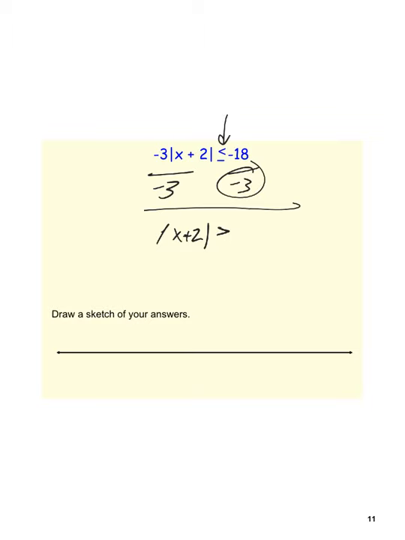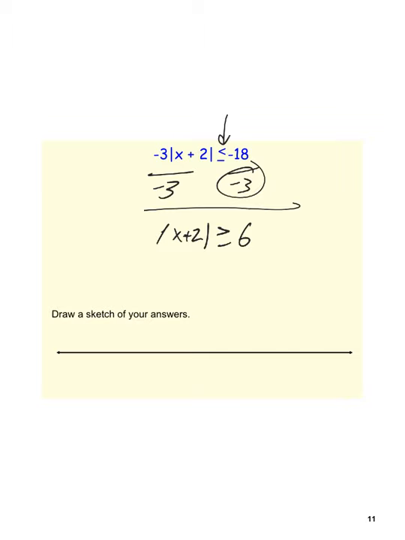So this has to be greater than or equal to -18 over -3, which is +6. Now, the reason we changed the inequality is because we are now looking at being at least 6 away, instead of being within 6.